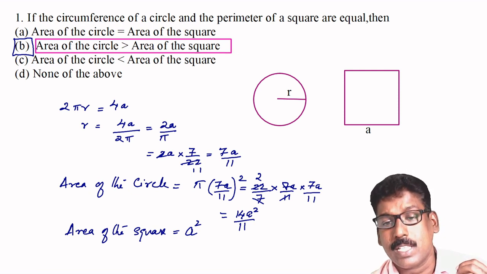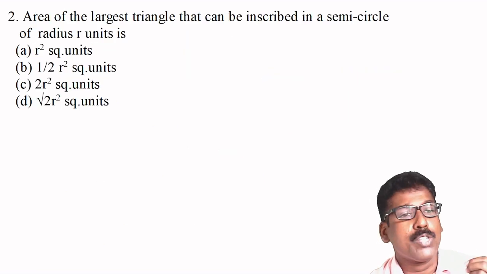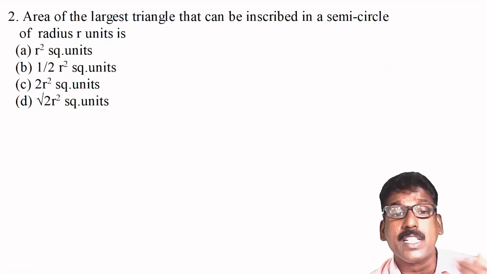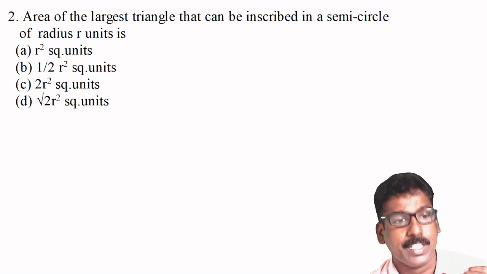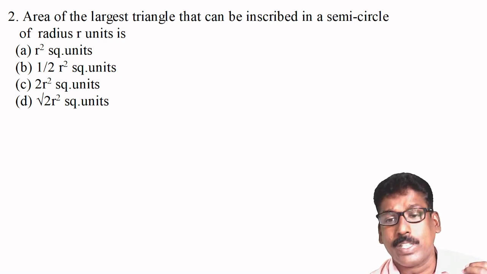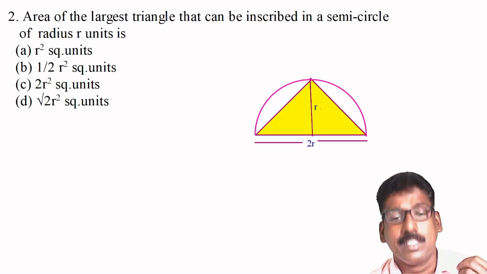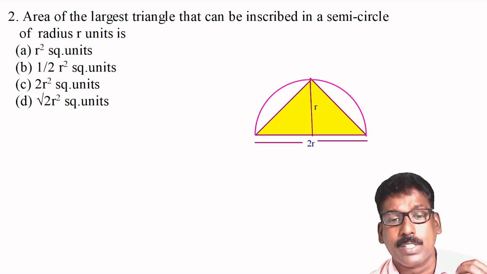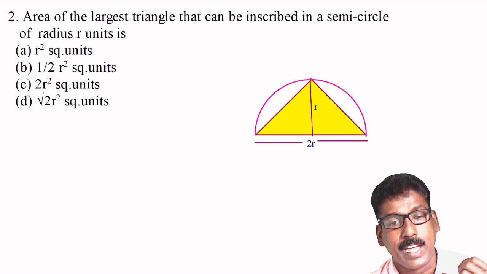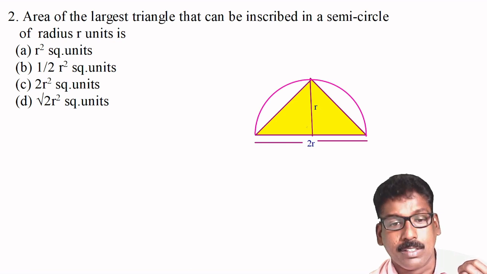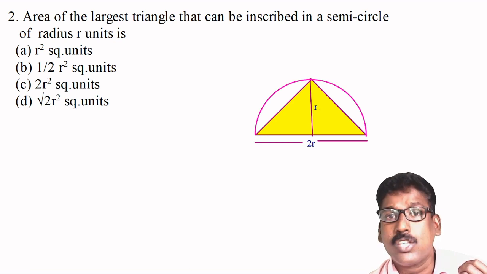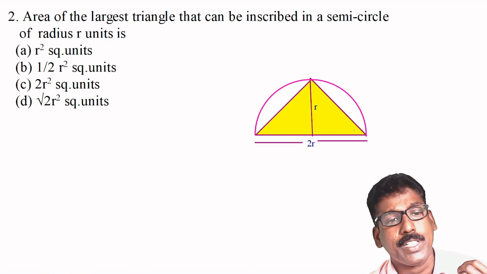Now, let us look at the second question. It's a simple question. Area of the largest triangle that can be inscribed in a semicircle of radius r is. Now, let us look at the figure. Here is the triangle. Take a point on the semicircle and join it. You will get a triangle, and you know that it is a right angle triangle. Now the radius is r. Then the base of the triangle will be the diameter, so it is 2r.